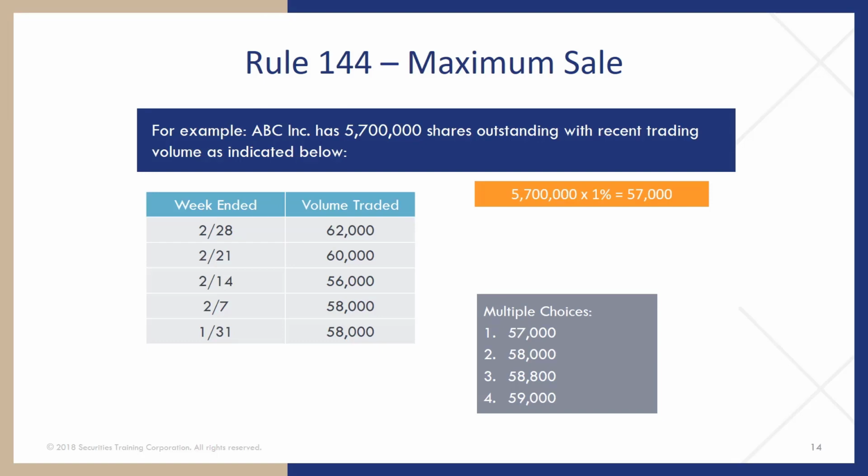The last 4 weeks. We exclude January 31st because it's only the last 4 weeks. And the reason why we did this is to make the question a little bit more challenging. So if we take those 4 weeks, we add them all up, then we divide, we get 59,000 shares. So 62 plus 60 plus 56 plus 58 divided by 4 would equal 59,000 shares. You can sell 59,000 shares over the next 90 days by filing the form, but make sure you remember that it's the greater of those two.